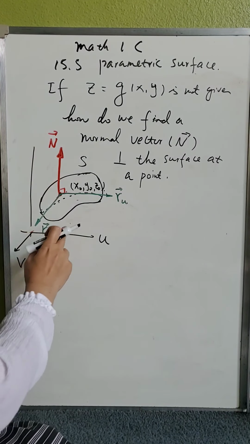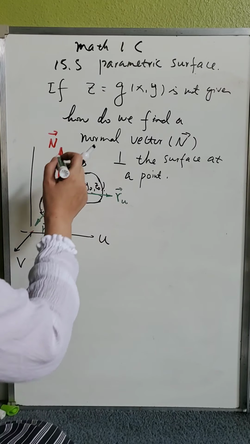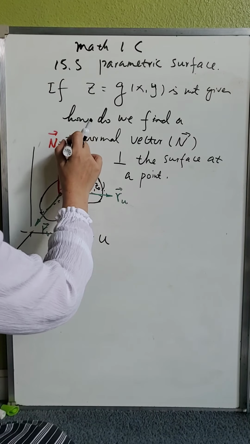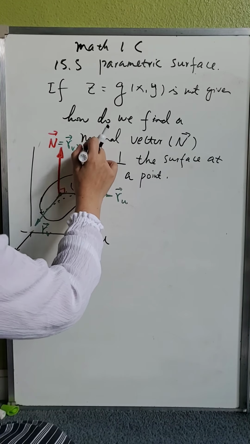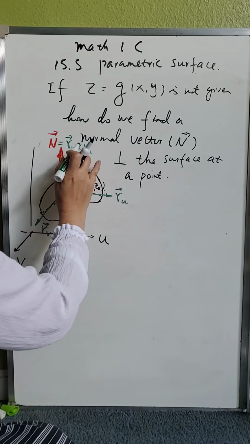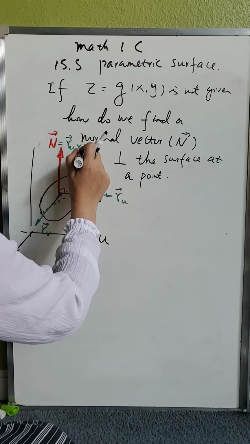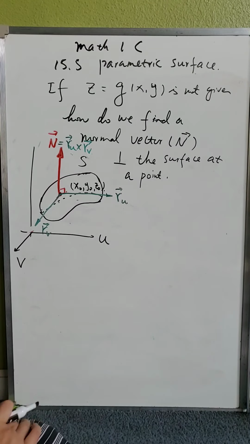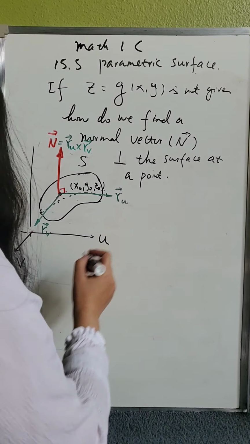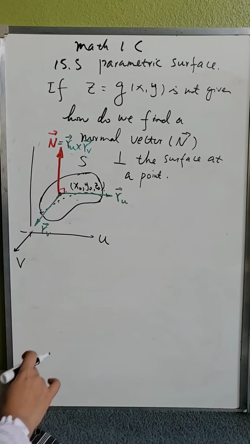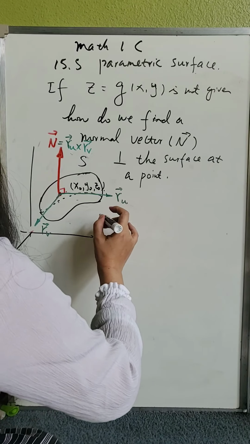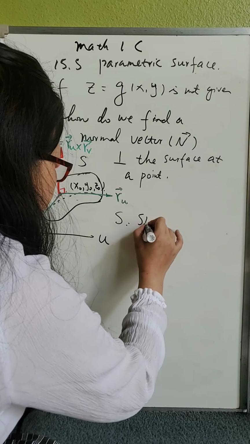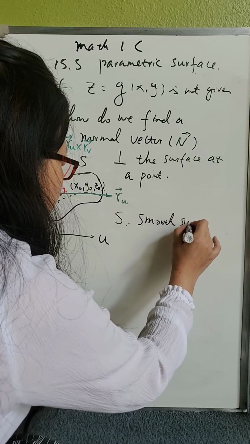And then your n is just the cross product of these two. Your n is equal to R_V cross R_U. Oh no, R_U cross R_V, sorry. So that's your normal vector. And here's what you need to state first: S is a smooth surface.